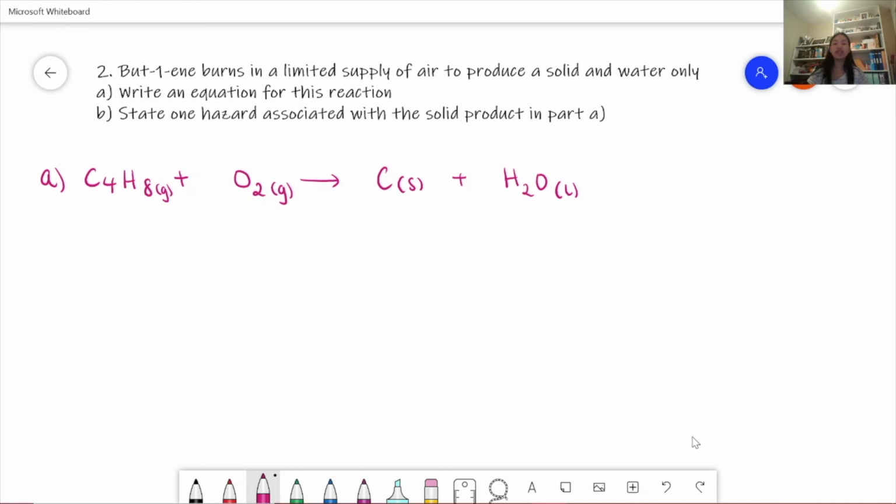And so now we just need to balance it. So we've got 4 carbons on the left, and that means we need 4 on the right. We've got 8 hydrogens on the left, so that means we need 4 waters on the right. And we have 4 oxygens on the right, and therefore we need 2 more of the oxygens on the left. And so this is our equation for A. And then for B, state one hazard associated with the solid product in part A. So remember that you have to remember the hazards that come with every one of the pollutants. So the solid that they're talking about is this carbon, and one hazard is global dimming.